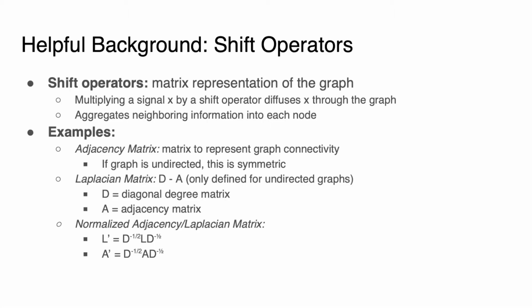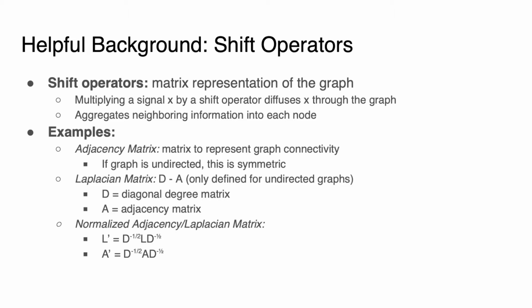Prior to understanding graph convolutional networks, it's useful to get some background on general graph theory and graph signal processing. And the first important concept within this area is the shift operator. The shift operator can basically be thought of as a matrix representation of your graph. So generally, you're given some input signal x, which you could think of as a value assigned to each node in the graph, and then multiplying x by the shift operator equates to basically diffusing this signal through the graph, or aggregating the values of your neighbors.